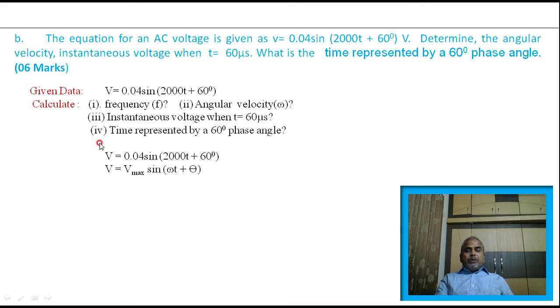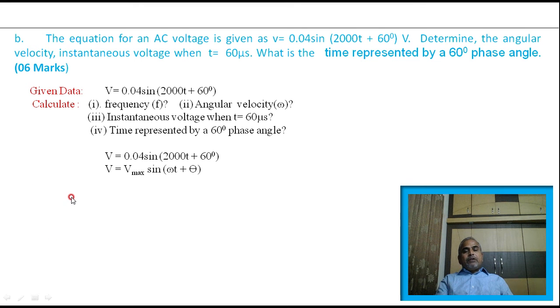Just what you have to do is compare one to one. This is V here, therefore the Vmax is nothing but 0.04 and the omega is nothing but 2000, that you have to take. Therefore, first what is asked is the frequency. For calculating the frequency, what we need is the angular velocity first. First we will calculate the angular velocity, then we will move on to the frequency. Just compare here.